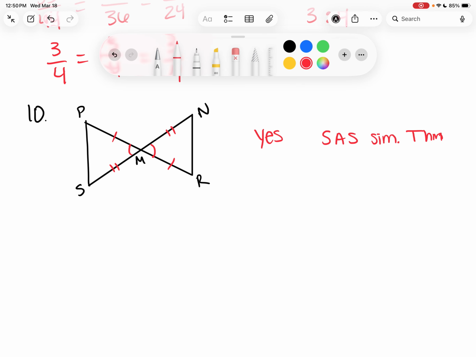All right, so then we need to write our similarity statement. So what would our similarity statement be? Triangle PMS is similar to triangle RMN. Yep.